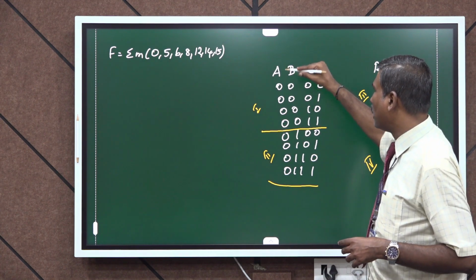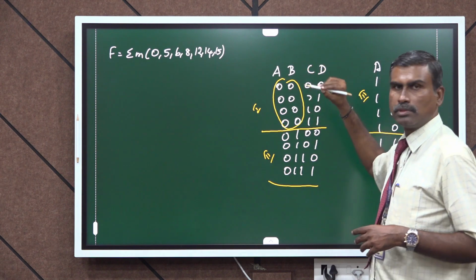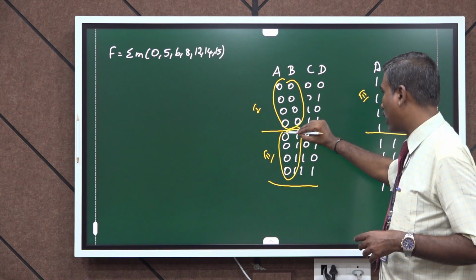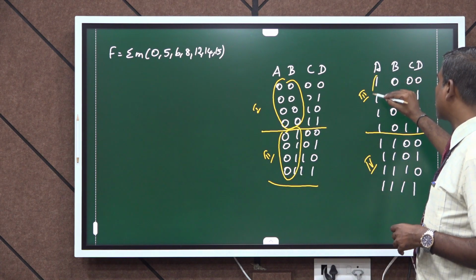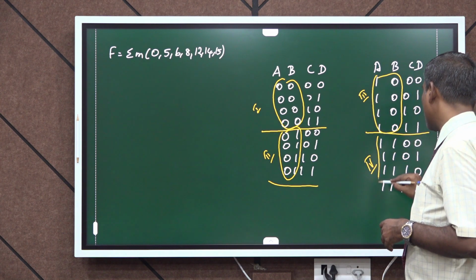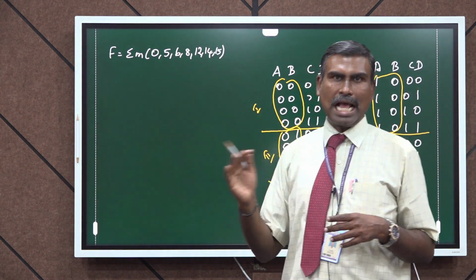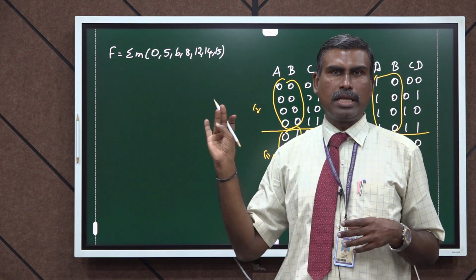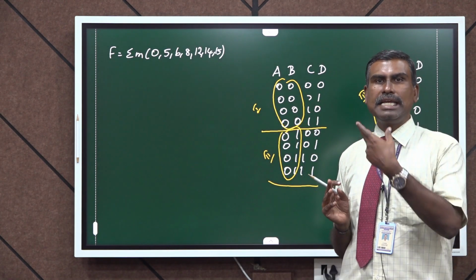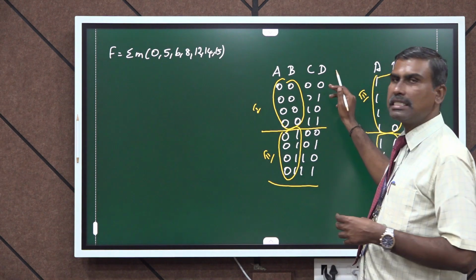So, if you consider the first quadrant, AB is always going to be 0 0. In the second quadrant AB is always going to remain 0 1, in the third column it is always going to remain 1 0, and in the fourth column it is always going to be 1 1, which means these quadrants are classified based on the input AB. So, AB is going to act as the selector lines. Then CD is going to act as the data lines or input lines.